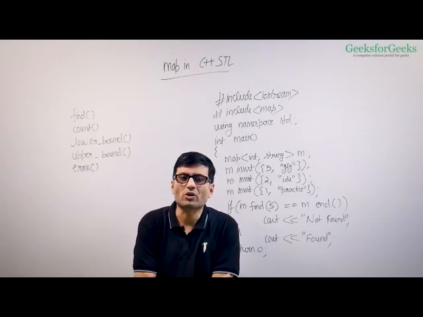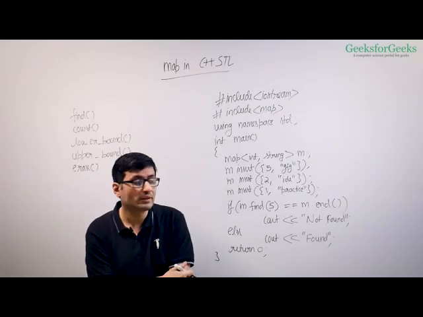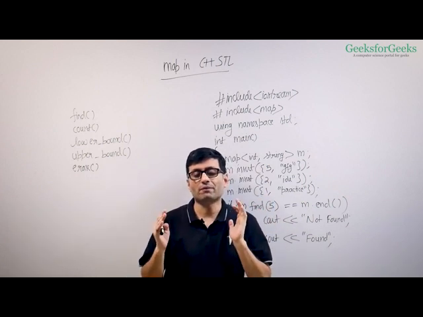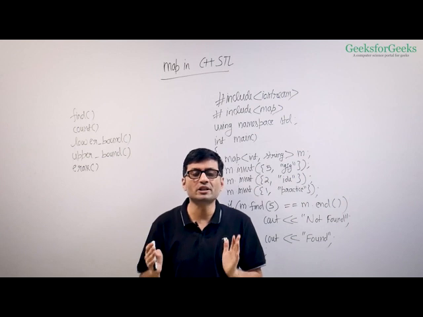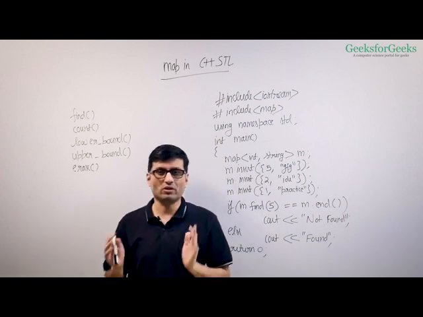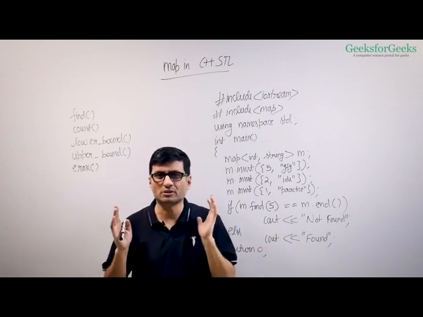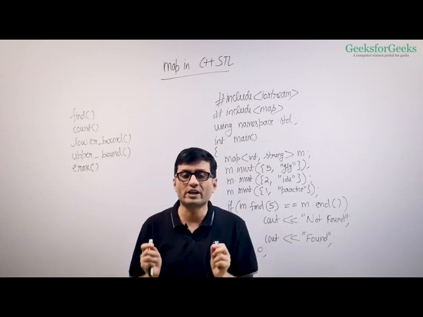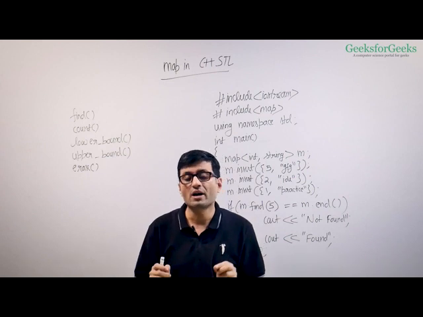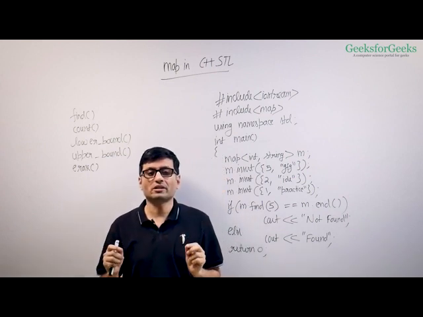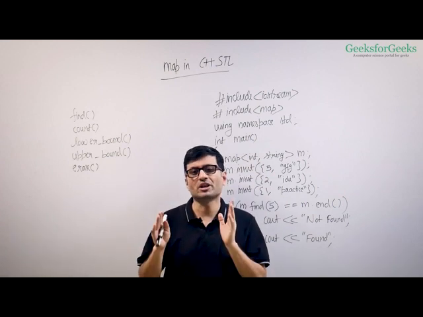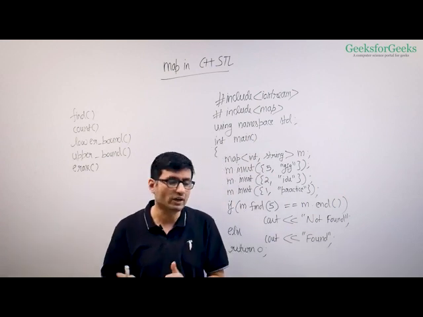Let us now talk about the find function on map. Find function takes a key value. It finds if the given key is present in the map or not. If the given key is present, then it returns an iterator having the address of that record. Otherwise, it returns m.end(). Please remember, end is a special marker which does not point to any valid value.